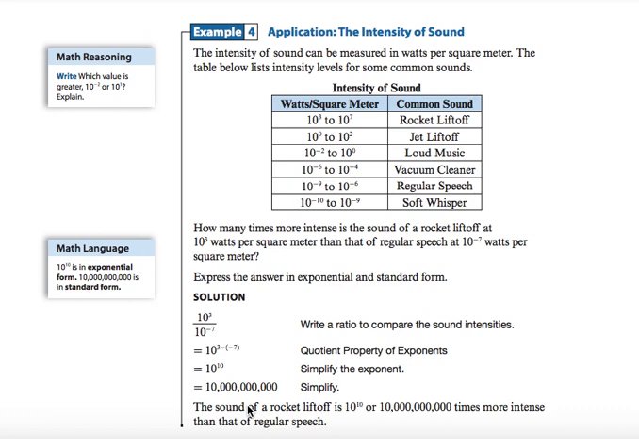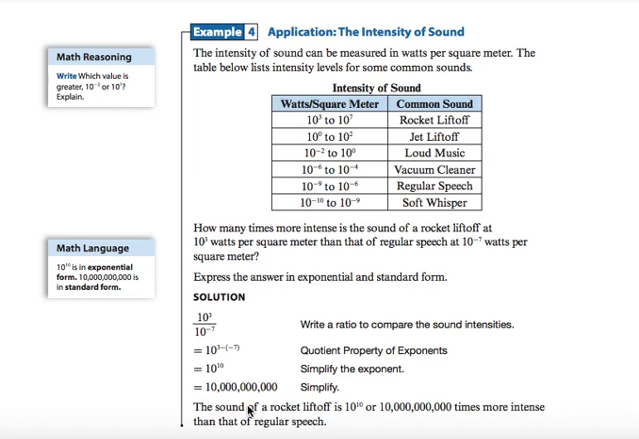The intensity of sound can be measured in watts per square meter. The table below lists intensity levels for some common sounds. And here the question asks you, how many times more intense is the sound of a rocket liftoff at 10 to the 3rd watts per square meter than regular speech at 10 to the negative 7th?